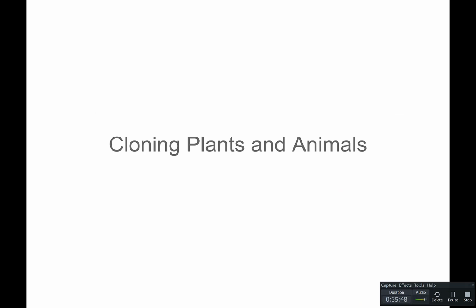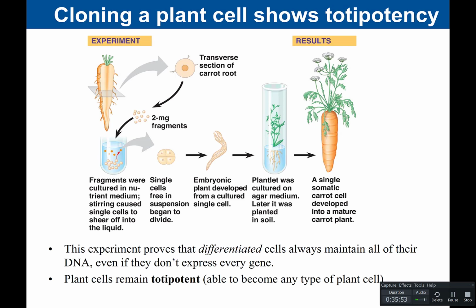So now we're going to move on and talk about cloning plants and animals. And so an example of this was cloning in plants. What they did was they took a carrot, and they cut it into very small fragments. And those fragments were then cultured in a nutrient media. Stirring of the tubes caused single cells to shear off into the liquid. So we've released them as single cells.